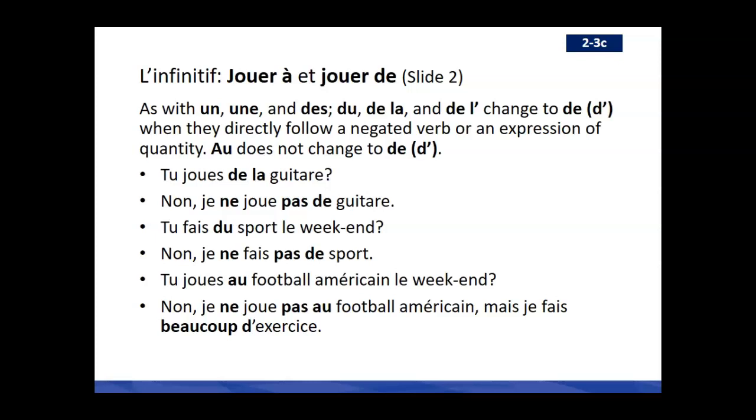If I ask tu fais du sport le week-end, in the negative, I would answer non, je ne fais pas de sport. I wouldn't say je ne fais pas du sport. So we're dropping the un or the une or the de in that case. This isn't the case with au. Okay, so if I say non, je ne joue pas au football américain, je fais beaucoup d'exercices. Okay, so in that case, I don't change anything with au. So this only applies to un, une, and de. When you need to make them negative, it becomes de, or de with the apostrophe.